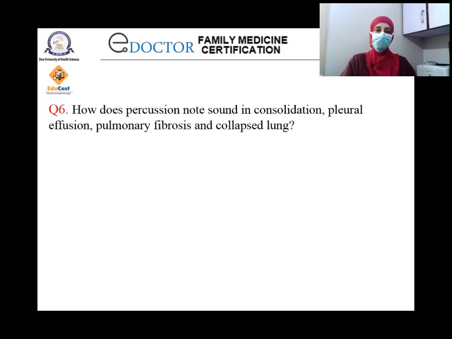I believe this is the last question. How does percussion note sound in consolidation, pleural effusion, pulmonary fibrosis and collapsed lung? So if I take these one by one, the percussion note in consolidation is dull, in pleural effusion is stony dull, in pulmonary fibrosis is again dull, and in a collapsed lung it is again dull. Because all of these conditions are those which have actually created decreased air in the lungs, and perhaps either increased fluid, or in case of a collapsed lung, again a decrease in the air that is present within the lungs. I hope that explains the question.